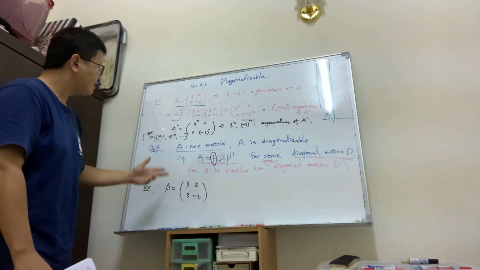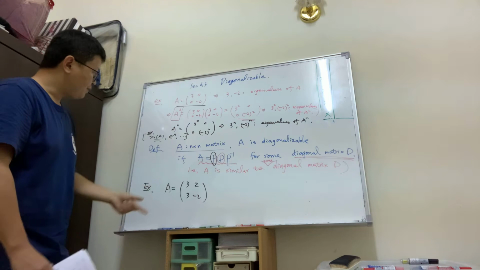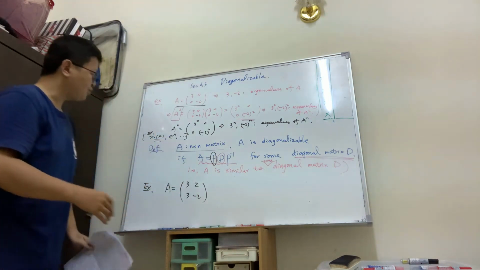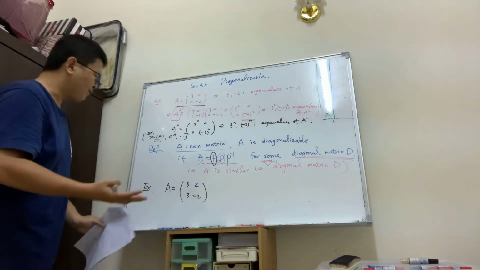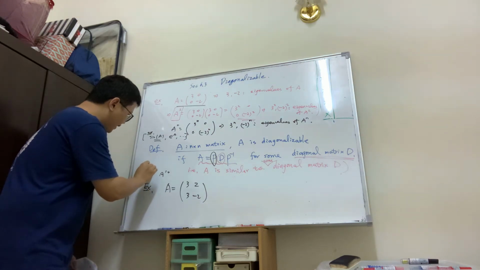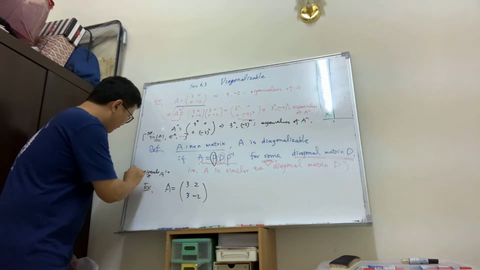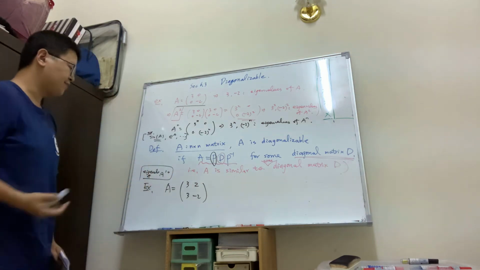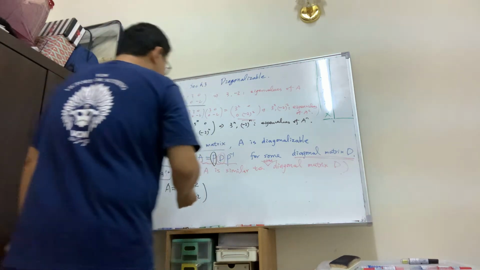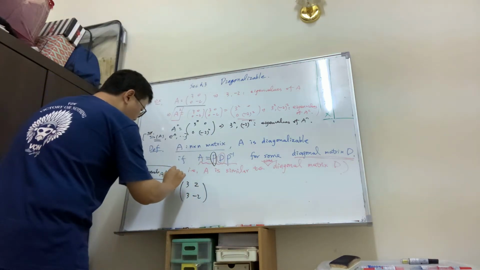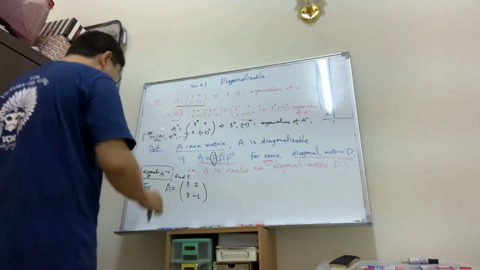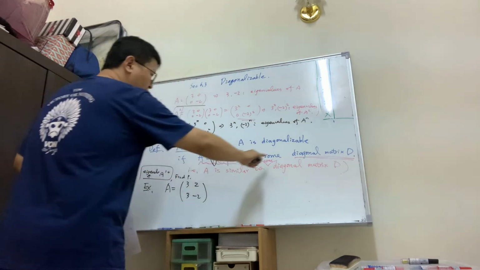Another way is, now I will give you A to the power of n, some power, and then I want you to figure out its eigenvalue. For example, A to the power of 10. What's the eigenvalue of A to the power of 10? Something like that. And then we want to find the invertible matrix P. Okay, so let's see how to see that it's diagonalizable.